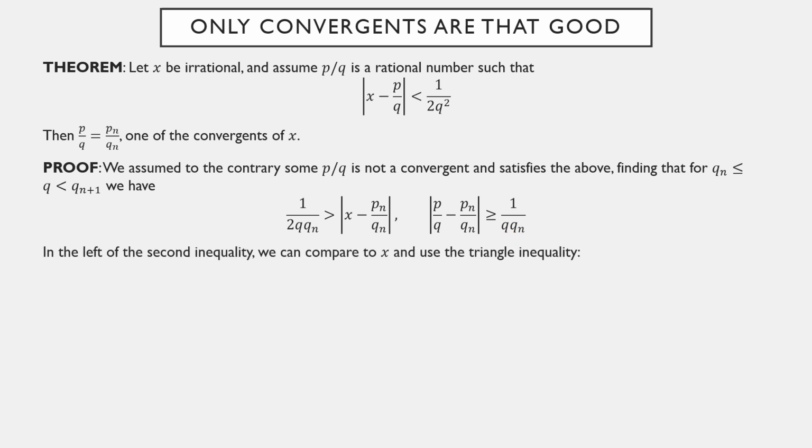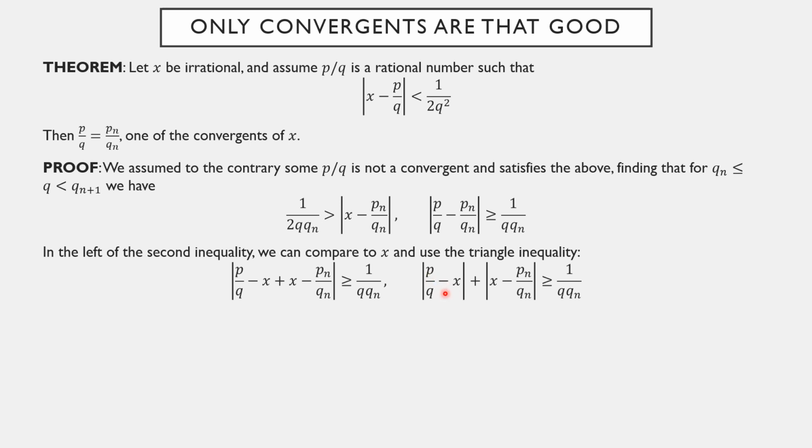Now in that second inequality, we're going to insert a plus x minus x and break it apart using the triangle inequality. So this is flat out equal to this right here. We just did a minus x plus x. However, this right here is less than or equal to this absolute value plus this one. So putting this less than or equal to that sum, overall we have this sum is bigger than or equal to 1 over q times qn.